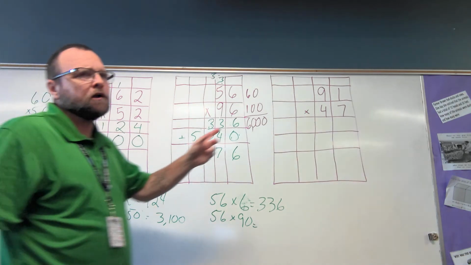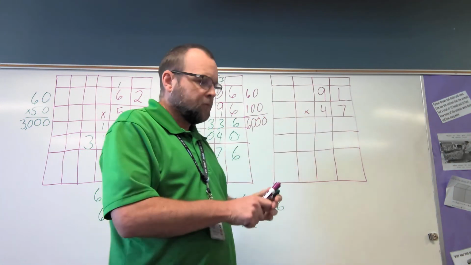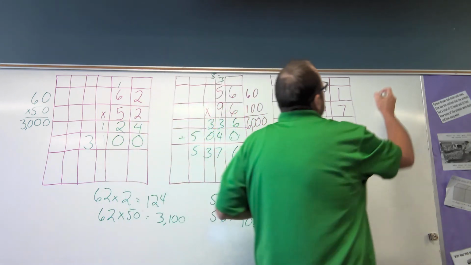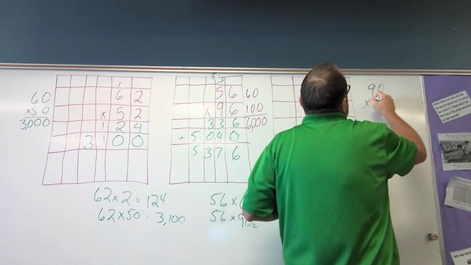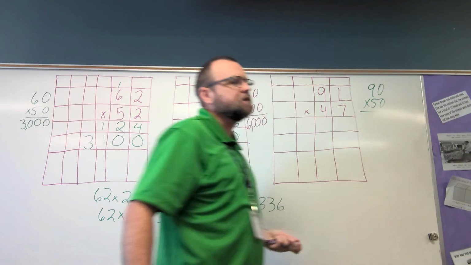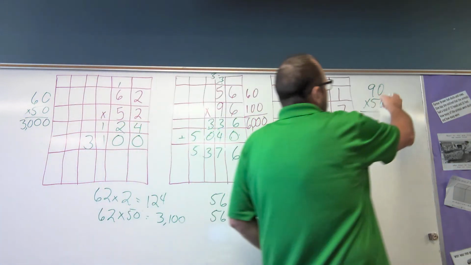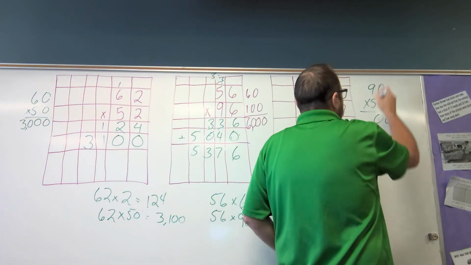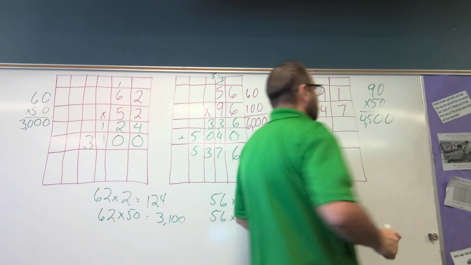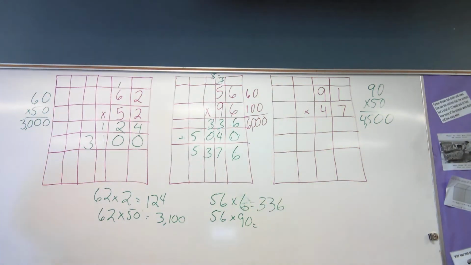All right, let's look at this one. First thing I'm going to do is estimate. Now your estimate might be different than mine, and that's fine. Your estimate may be different, but we're trying to get in the same neighborhood. My 2 zeros trailing. 9 times 5 is 45. So 4,500 is my estimate.